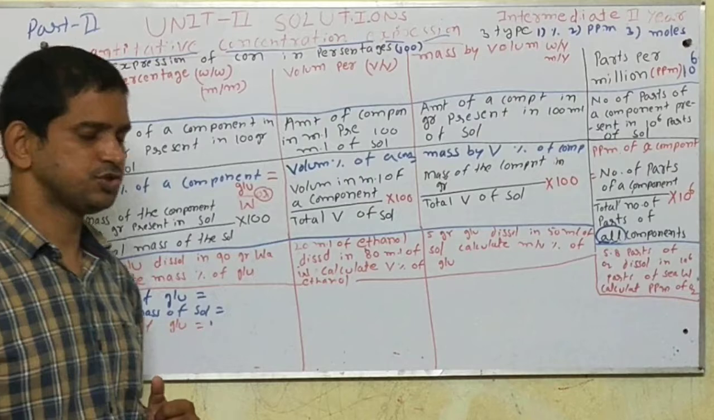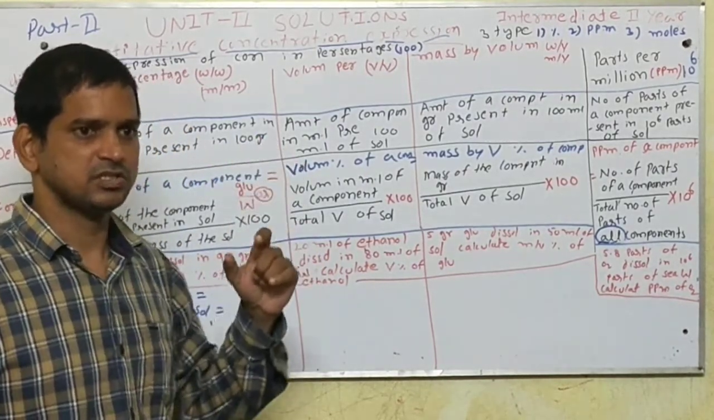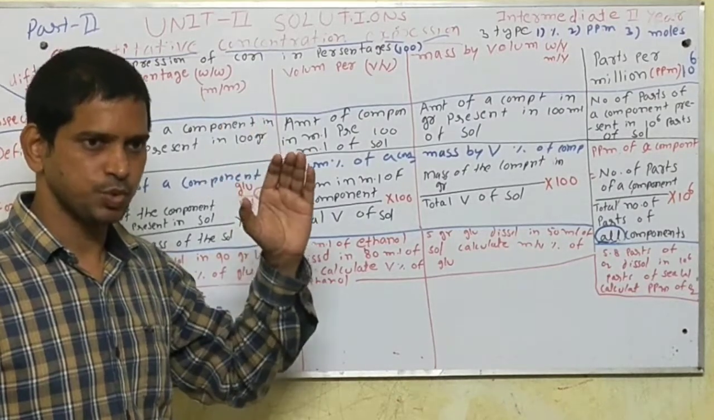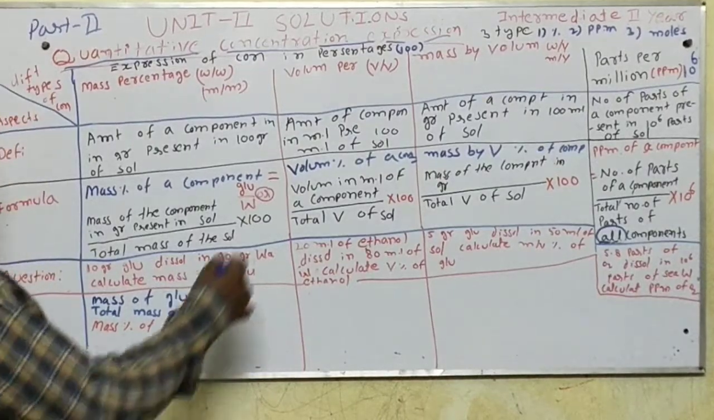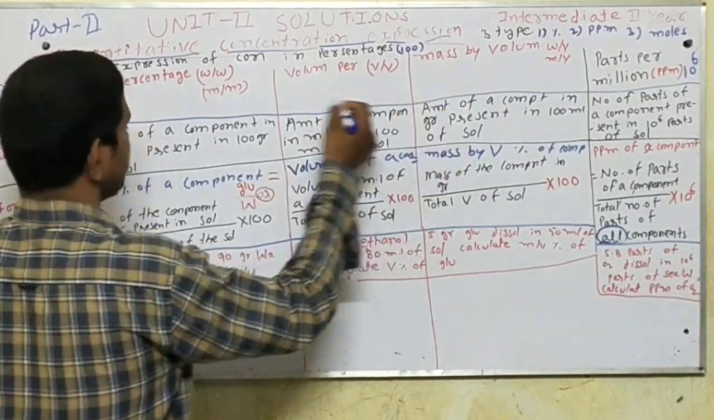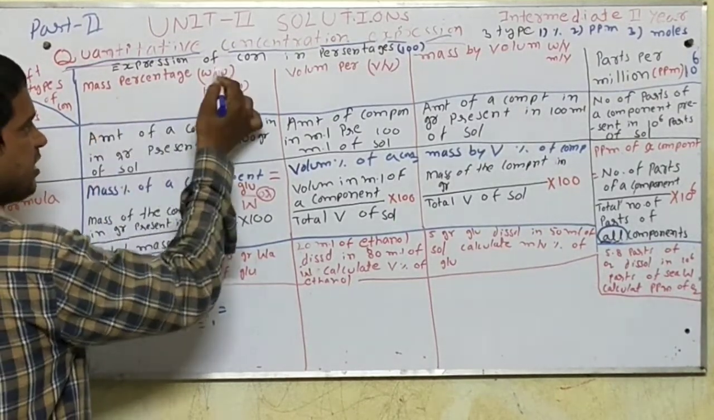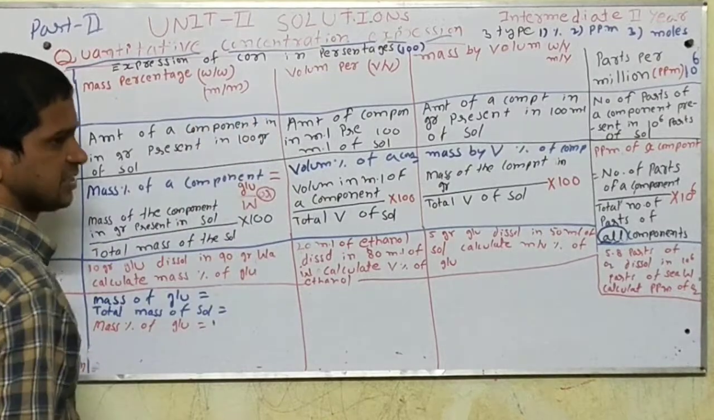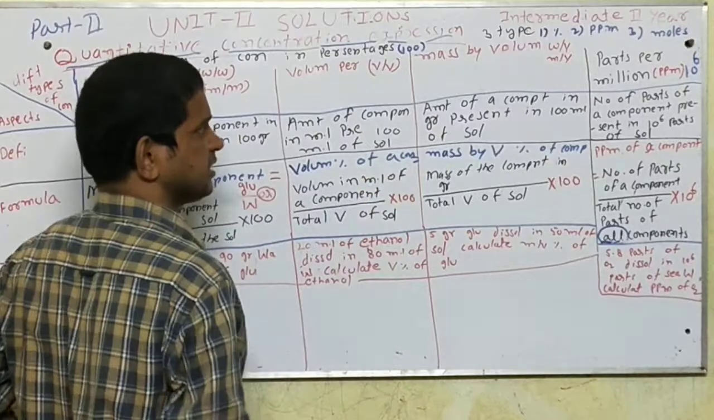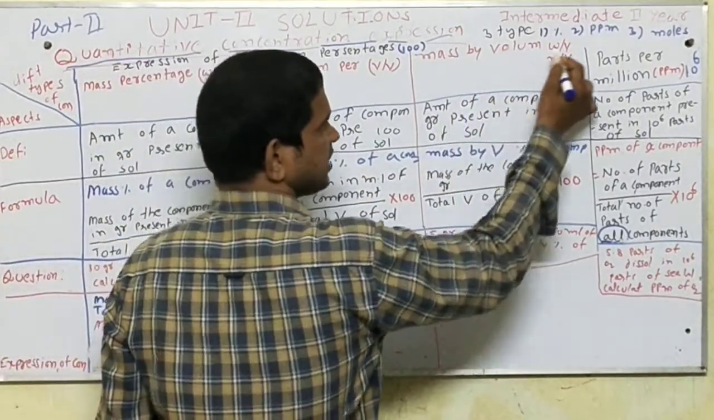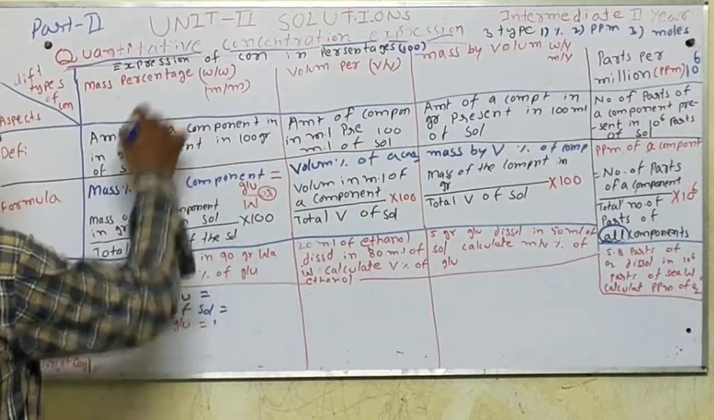In these solutions, mainly we discuss only binary solutions, that means solutions having only two components. First we see the percentage of solutions. There are three types of percentage of solutions. One is mass percentage, represented by W by W or M by M. Second is volume percentage, represented by V by V. Third is mass by volume, represented by W by V or M by V. First we see the definition of mass percentage.